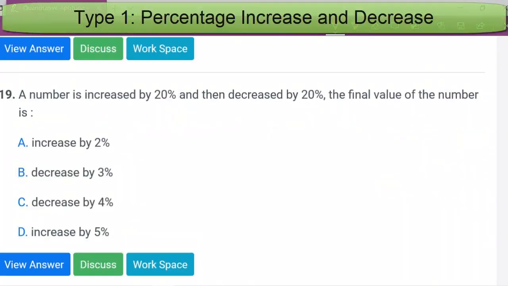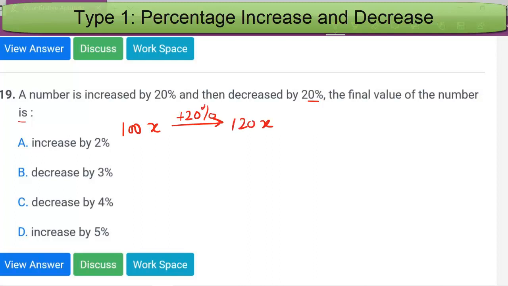This is again a question based on percentage increase and decrease. A number is increased by 20% and then decreased by 20%. The final value of the number is, okay, so as I told you in the previous question, in order to conveniently solve this question we should assume initially 100x, right? So 100x was the initial number and the number is increased by 20%. If I increase 100x by 20%, I will get 120x straight away, right?